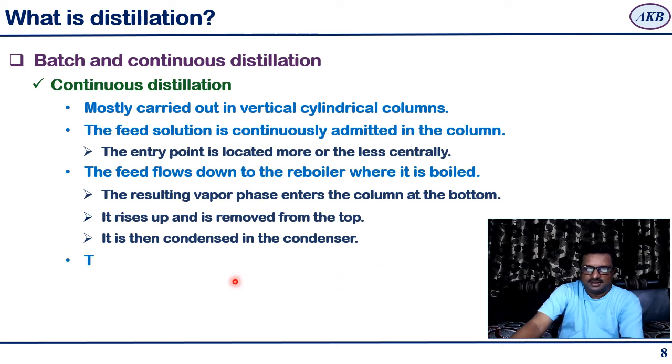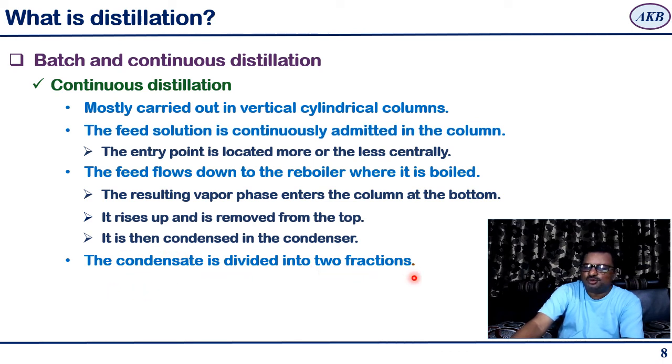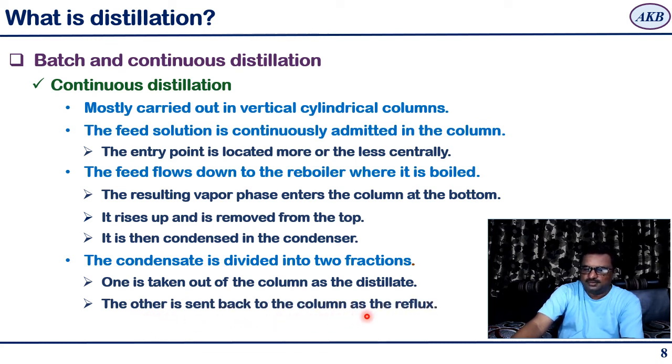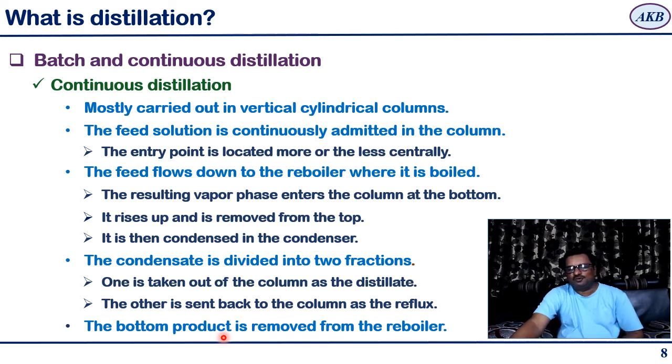After removal from the top, the vapor phase is taken to the condenser and it is condensed there. The resulting condensate is divided into two fractions. One fraction is taken out of the column as the distillate, or the top product, or the overhead product, whereas the other fraction is sent back to the column as the reflux. The bottom product is continuously removed from the reboiler.